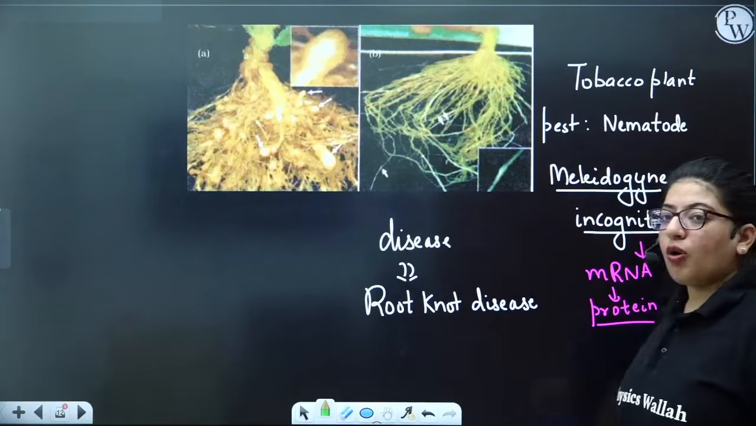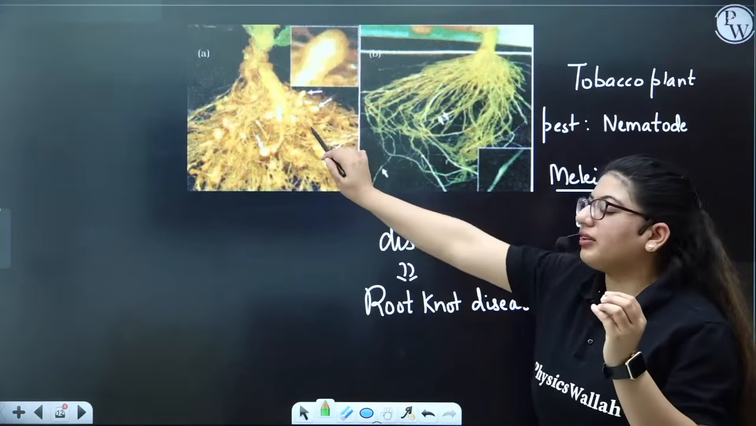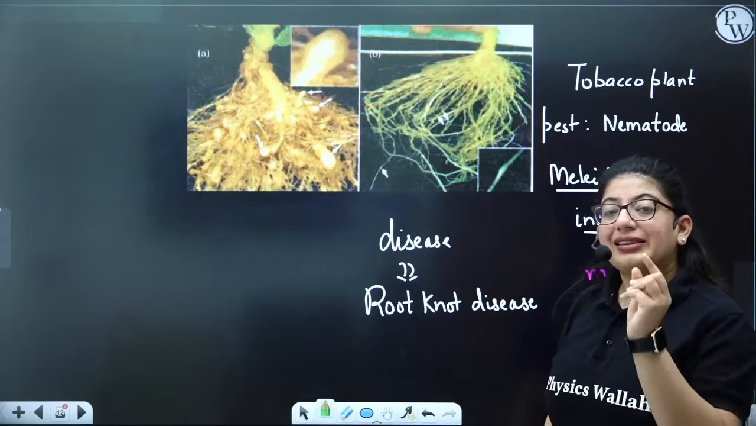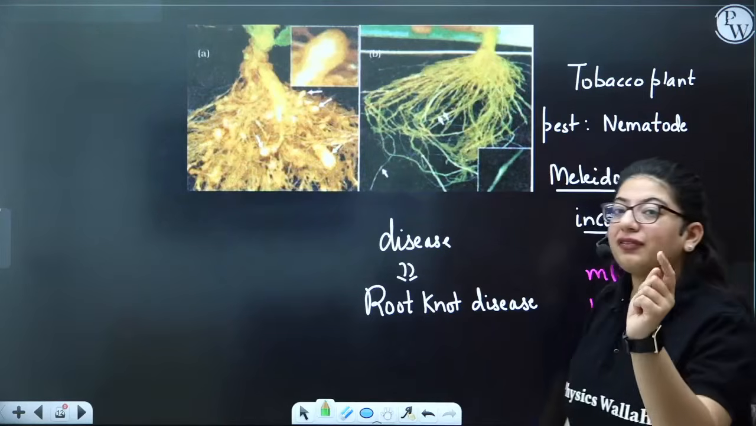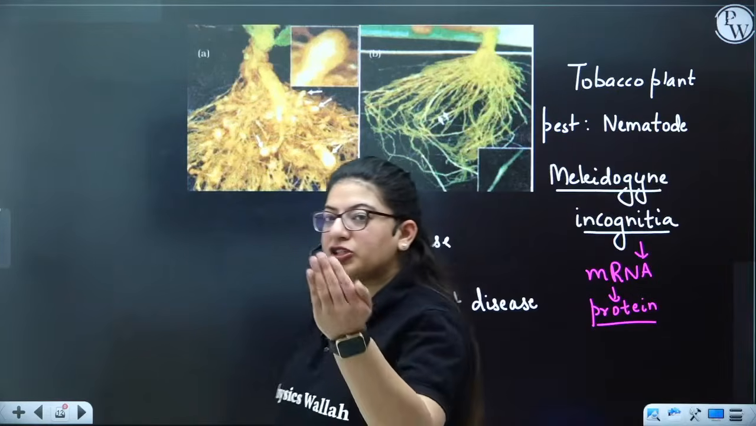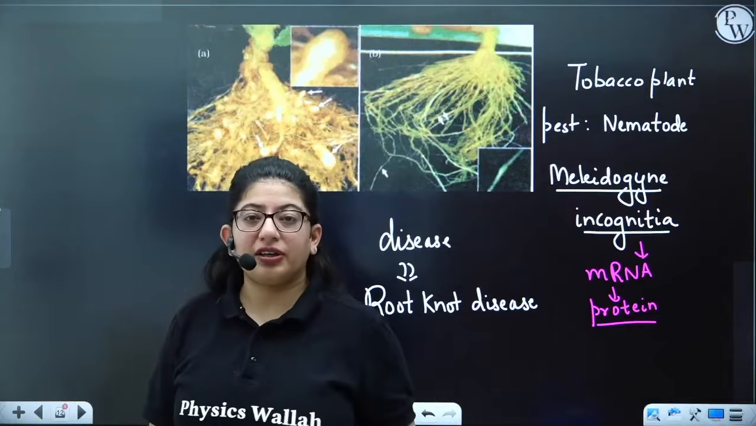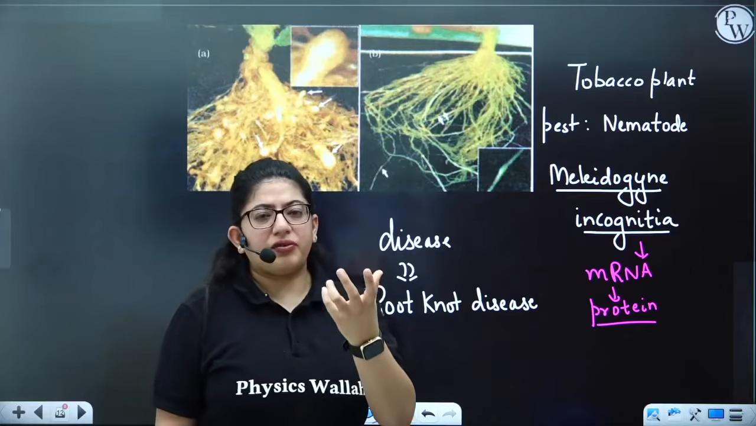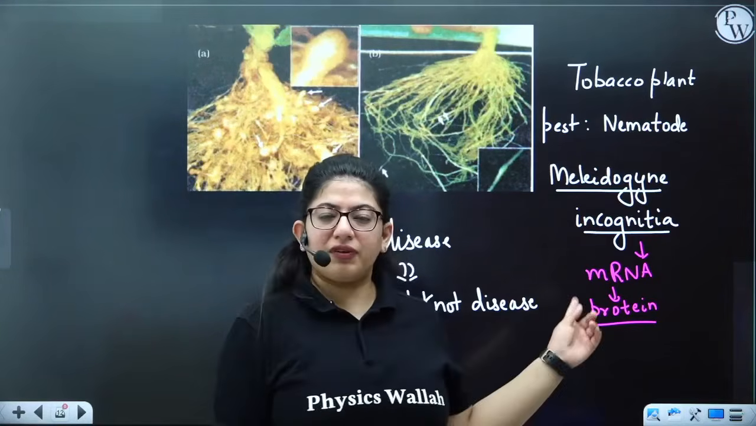Okay, so now what if we activate a RISC inside the plant? We activate a RISC inside the plant that will identify this mRNA. Can it be possible? Yes, but for this you will have to initiate RNA interference. You have to start the RNA interference. Now the question is, how will you start the RNA interference? When the RNA interference is started, only then the RISC will be activated, which will identify this mRNA.